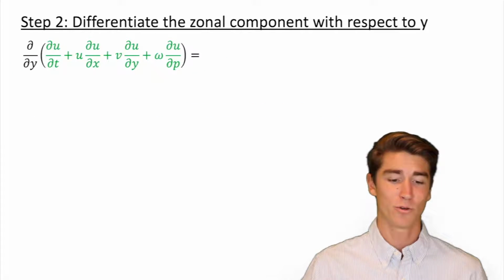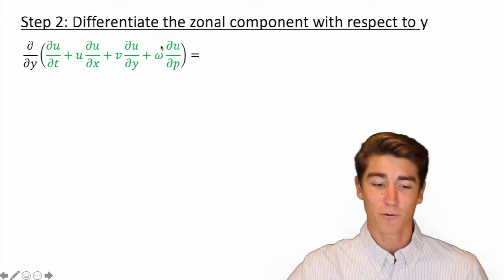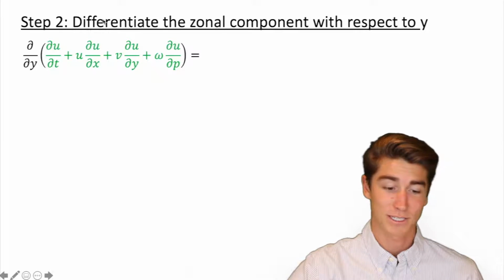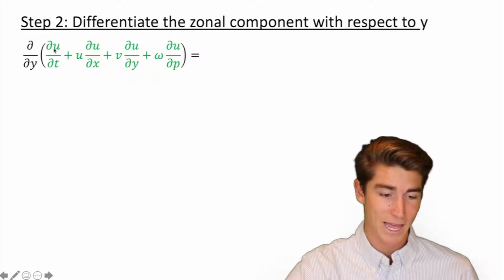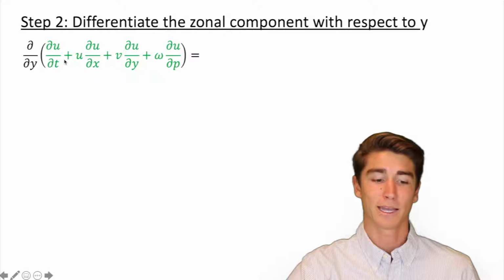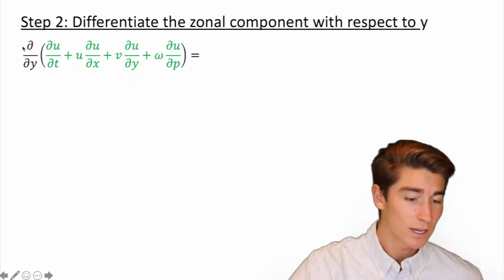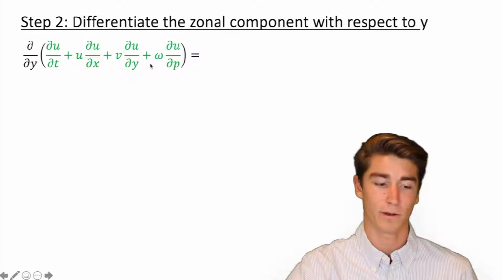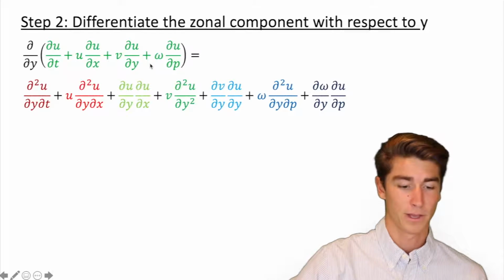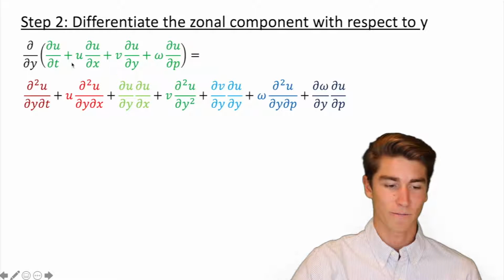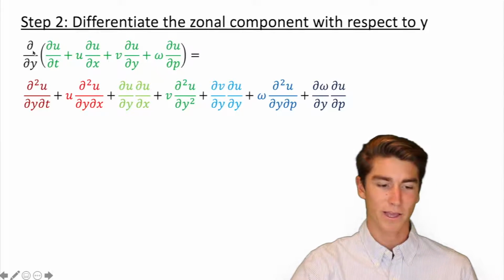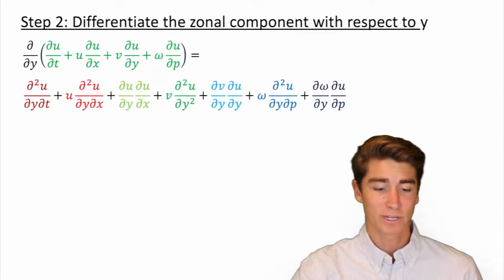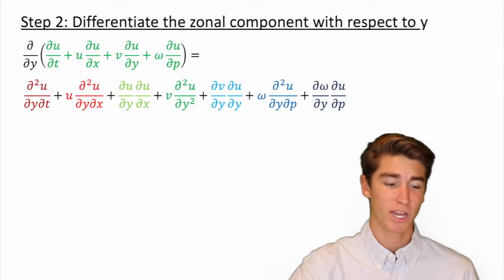So moving on to step 2, we are going to differentiate the zonal component with respect to y. So you know this is the zonal component once again because it has that reoccurring u variable, and differentiate means we're taking d/dy of this zonal component. So when we do that, you might be surprised that it wasn't 4 terms. It seems like if you multiply one term against 4 terms, you're going to get 4 terms, but the reason we get 7 is because of the chain rule.